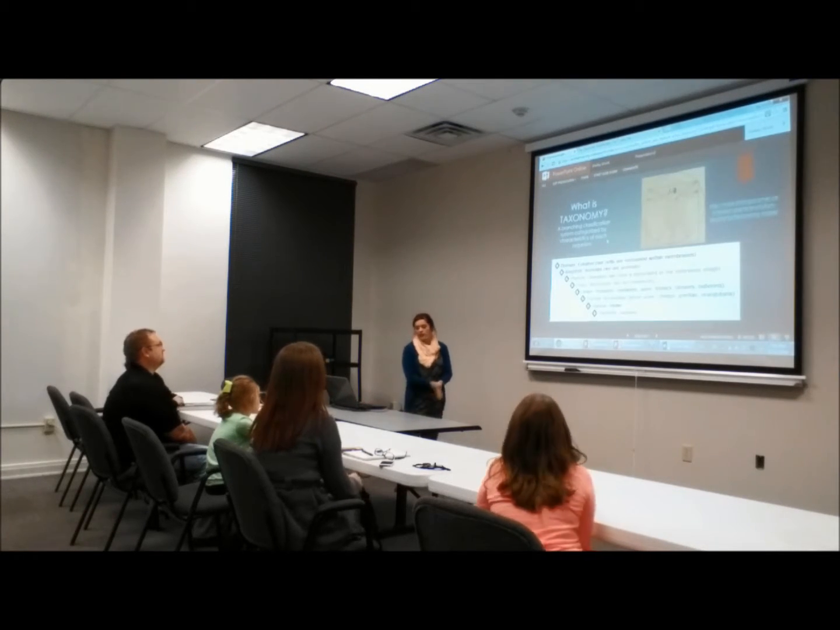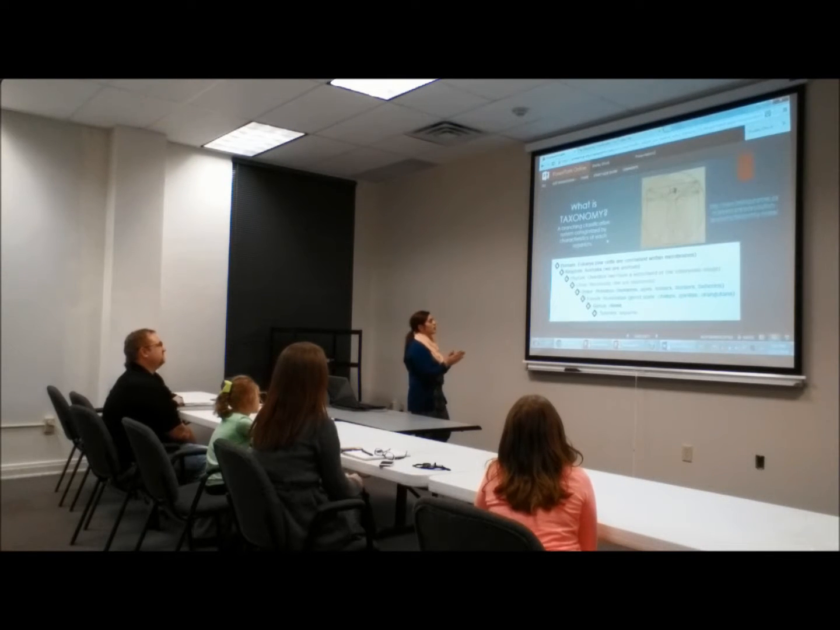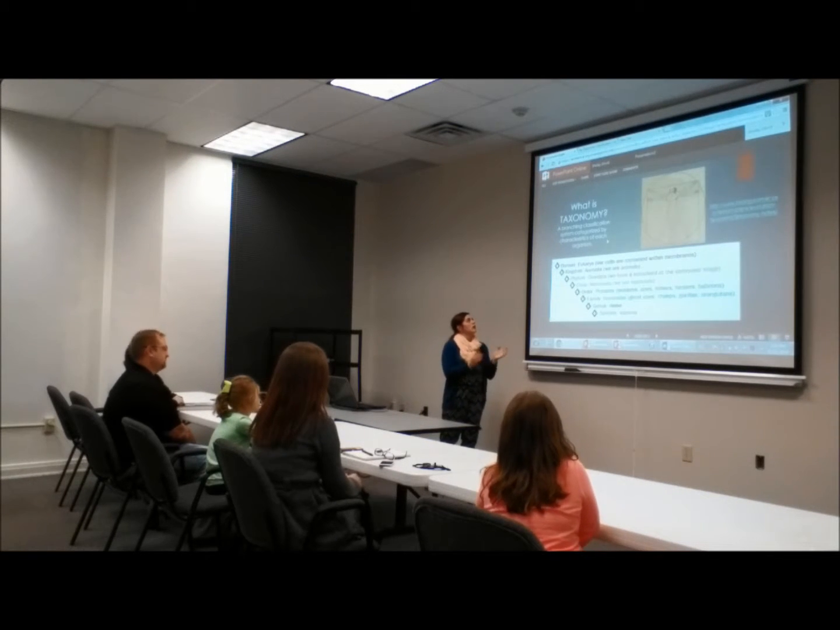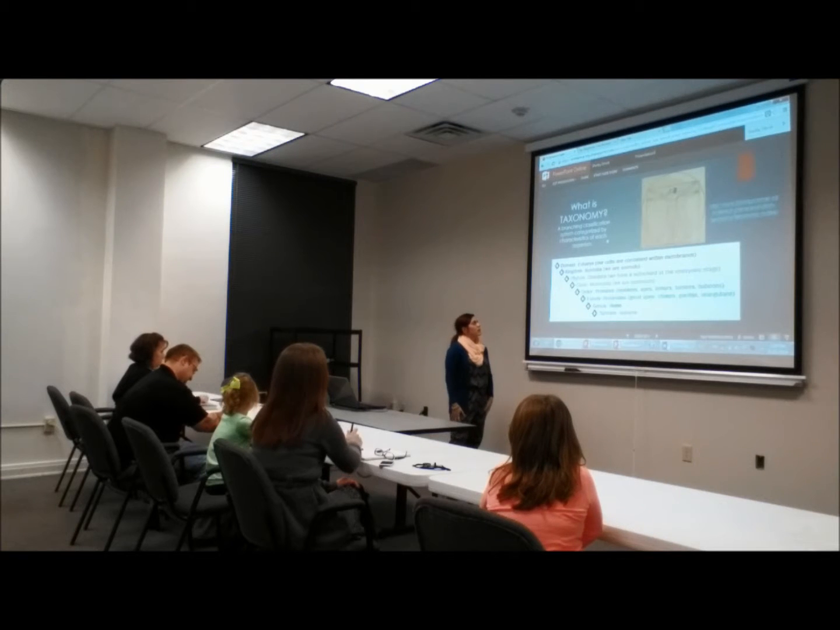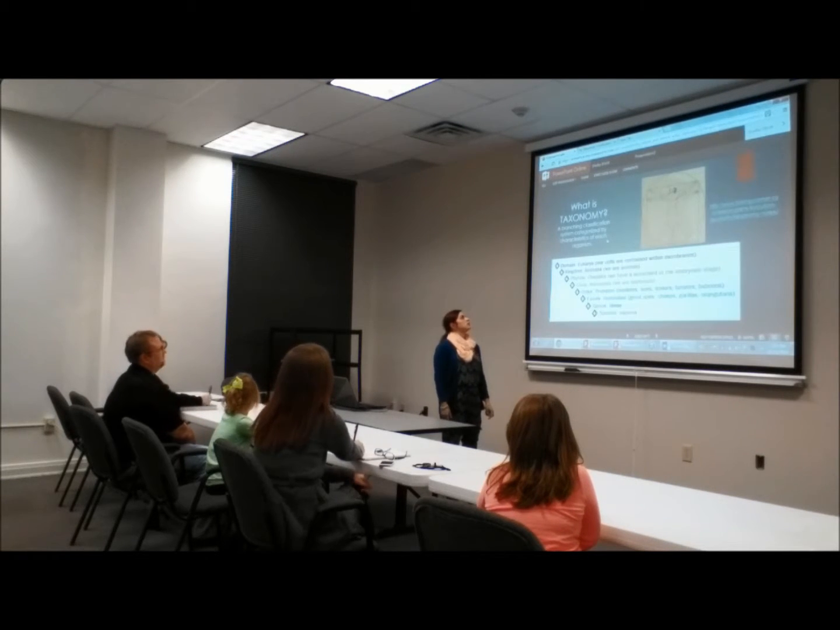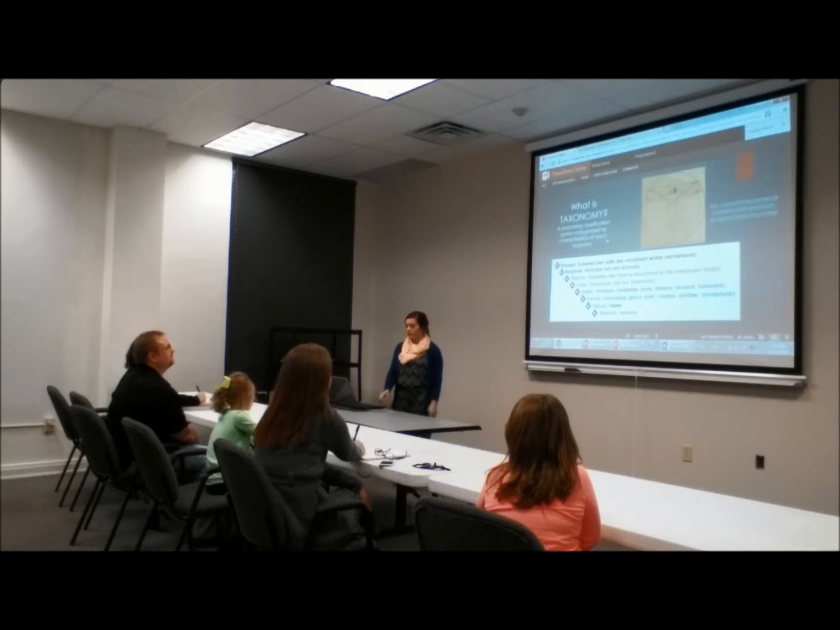So we go in and redefine taxonomy. I'd like for you to write this down. What is taxonomy? It's a branching classification system categorized by characteristics of each organism. So here's an example of the human taxonomy.